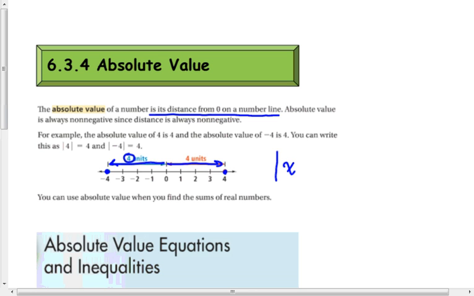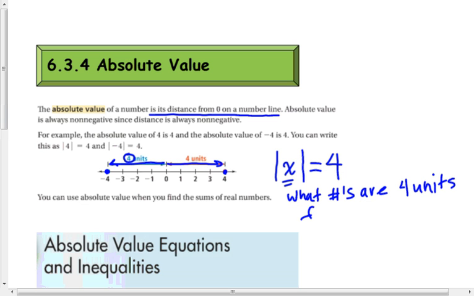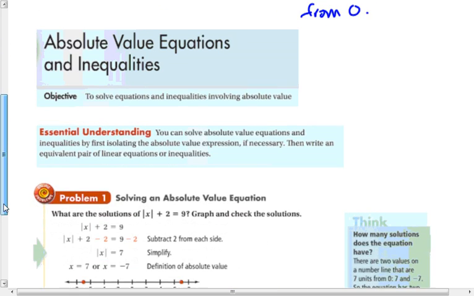So if I were to write this equation, straight brackets mean absolute value. This is saying the absolute value of what number is equal to 4. And so basically what I'm saying is, what numbers are 4 units from 0? And of course the answer is 4 and -4. Okay, so an absolute value equation like this has two answers. All right, so let's do some problems like that.